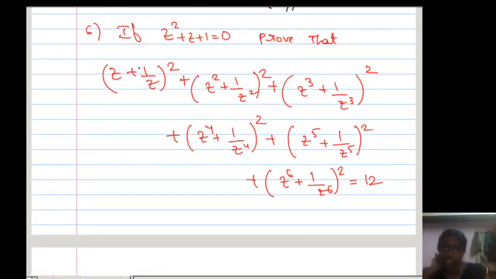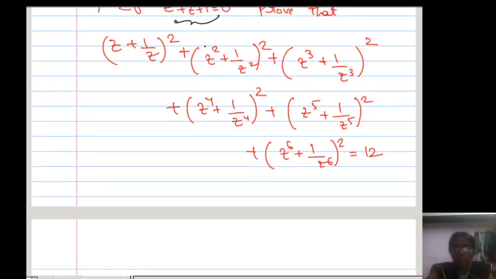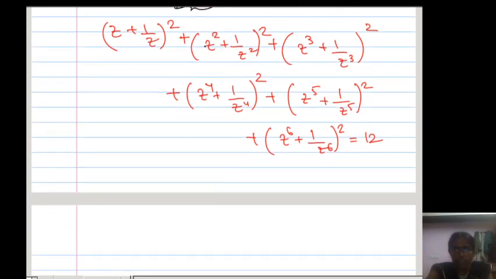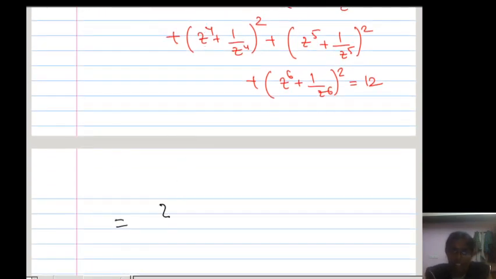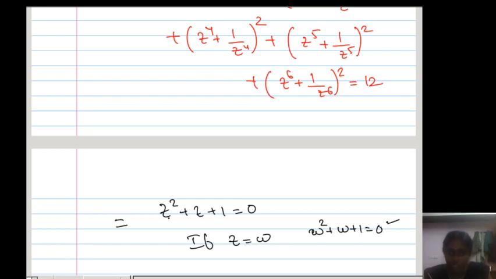If z² + z + 1 = 0, where z is a complex number, satisfy this condition, then prove that z is equal to... Now tell me, it is in the form of z² + z + 1 = 0. You can observe that if I take z = ω, then ω² + ω + 1 = 0, so LHS is equal to RHS. If we substitute z = ω, it satisfies the given equation.